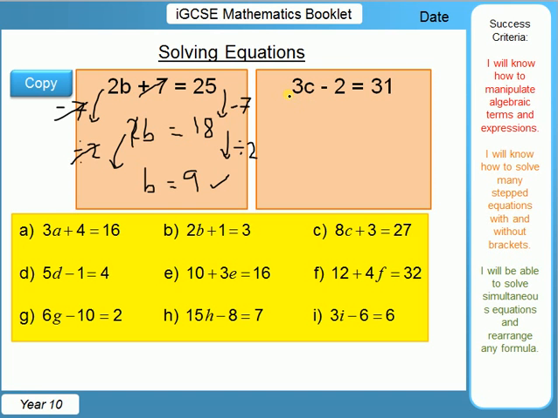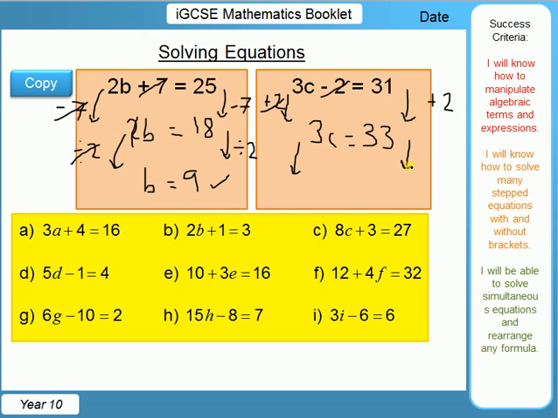Now this question we approach slightly differently. We look at the minus 2 and we look at doing the opposite. Well, that would be plus 2 on both sides. Then this cancels with the minus 2. We're left with 3c, and that's equal to 31 plus 2 is 33.